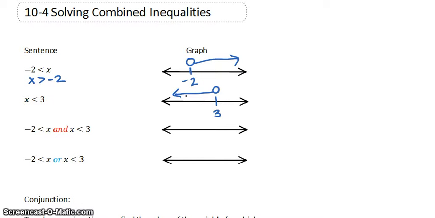And now we have -2 is less than x, which is what we just graphed, and x is less than 3, which we just graphed as well. And this is what the graph looks like. It's an open circle over both of them. It's actually the part in between them. And if you think about it, the and, which we're going to get to in just a second, means that they both have to be true. So not only does x have to be greater than -2, it also has to be less than 3.